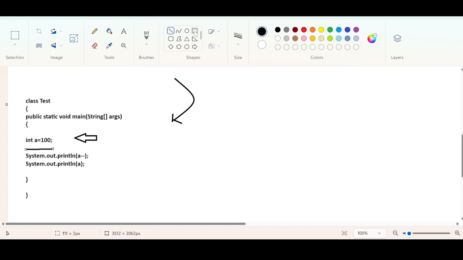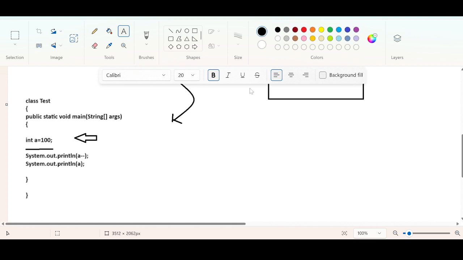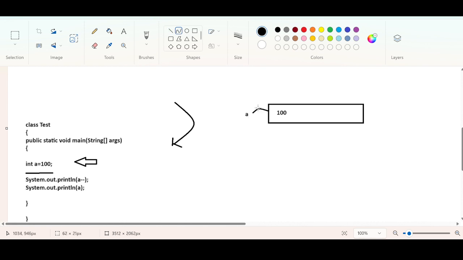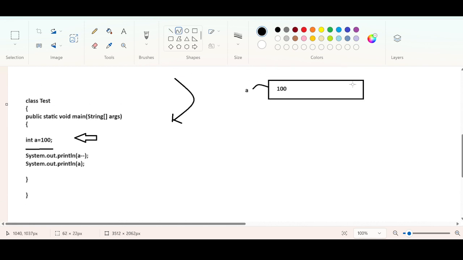int A = 100. For this instruction, memory will be created, right? A is an identifier for the value 100. So the value 100 will get assigned to the variable A. This is inside the memory. We don't see this, it is happening inside the memory. This is our imagination.